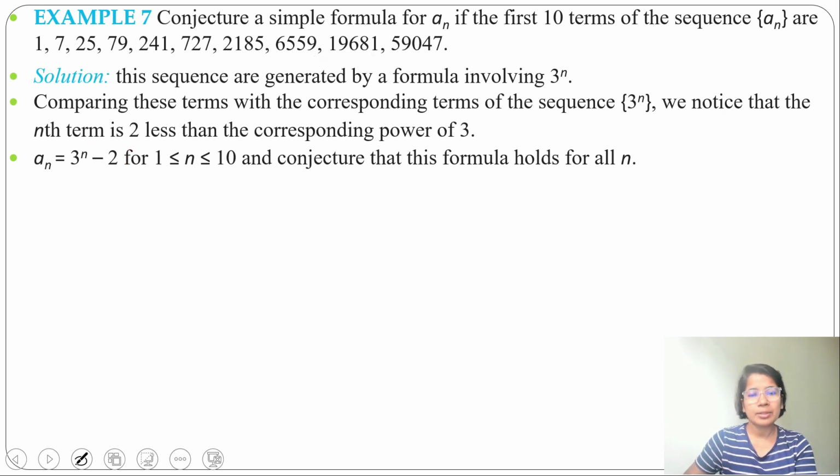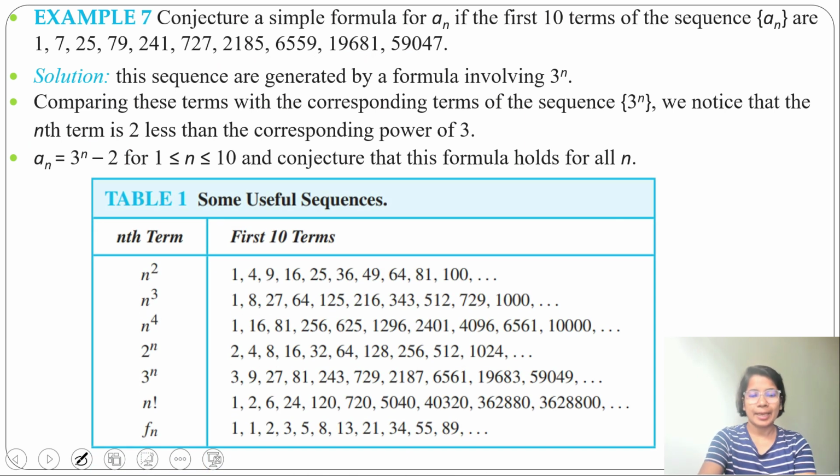Now some sequences for first 10 terms. For n square, it will be 1, 1 square, 2 square is 4, 3 square is 9, 4 square is 16, 5 square is 25, 36, 49, 64, 81, 100, it's 10 square. Next n cube, so 1 cube is 1, 2 cube is 8, 3 cube is 27, 4 cube is 64, then 5 cube 125, next 216, then 343, 512, 729, 1000.